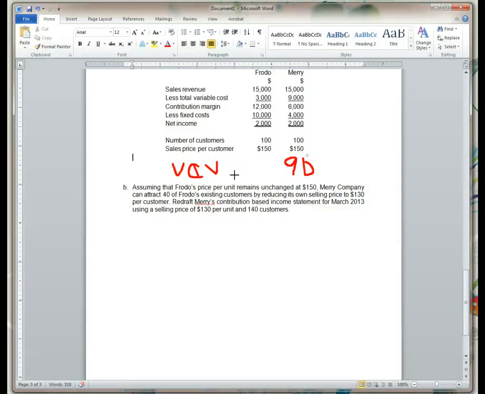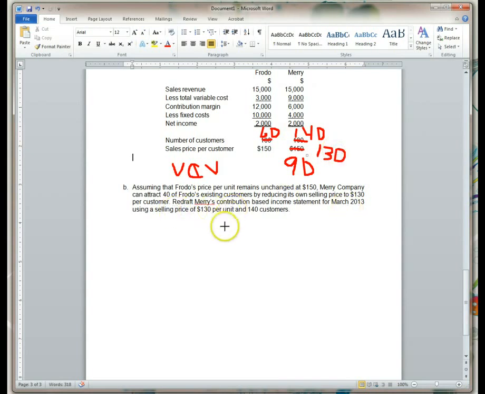All right, clearly I went into accounting because I am not an artist. So what's happening here? Okay, so Frodo left his price unchanged at $150. Mary now attracts the 40 customers. So suddenly Mary's getting 140, and Frodo's ending up with 60. This could very easily turn into a contribution margin question, or an operating leverage question, but we're not going there. Okay. Mary Company can attract 40 of Frodo's existing customers by reducing its own selling price to 130. So now Mary is reducing his price to 130.